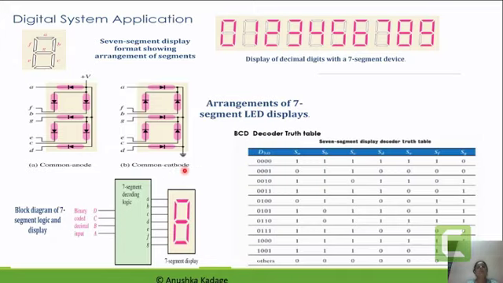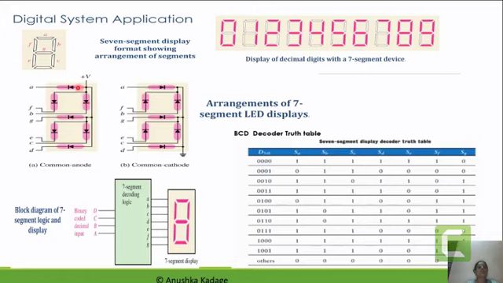LED stands for light emitting diode, and you know that a diode has two terminals, anode and cathode. Out of those two terminals, if for all the diodes the anodes are combined and connected to the 5-volt supply, then that particular combination of the 7 segment display is said to be the common anode type of display.